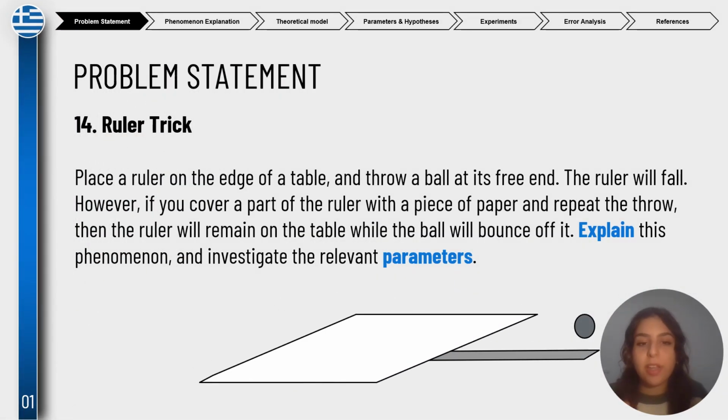The problem statement states that when we place a ruler on the edge of a table and throw a ball at its free end, the ruler will fall, of course. However, if we cover part of it with a piece of paper and repeat the throw, then the ruler will remain on the table while the ball bounces off of it. We have to explain this phenomenon and investigate its relevant parameters.